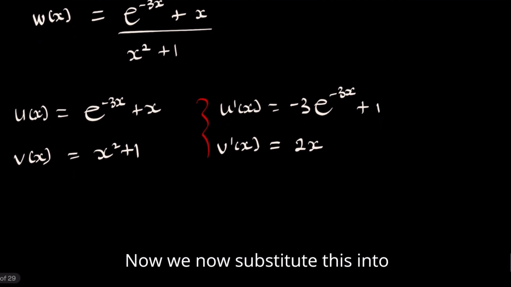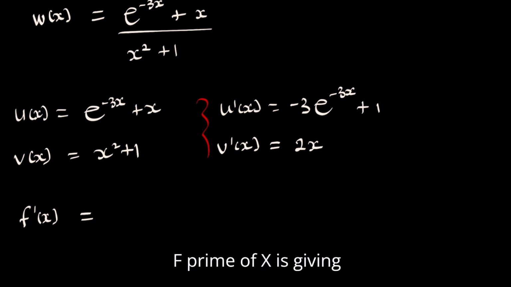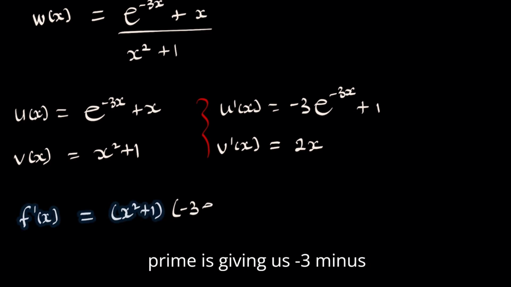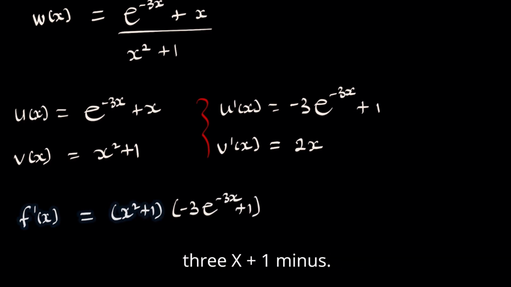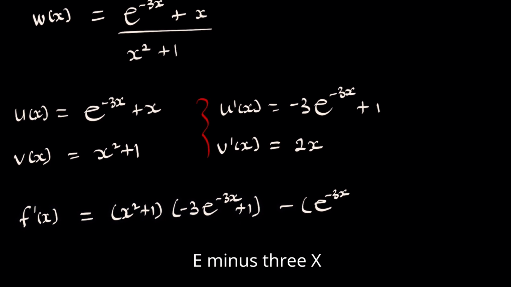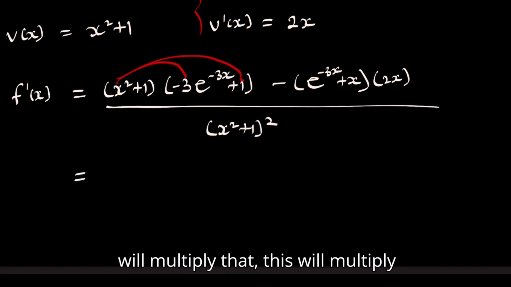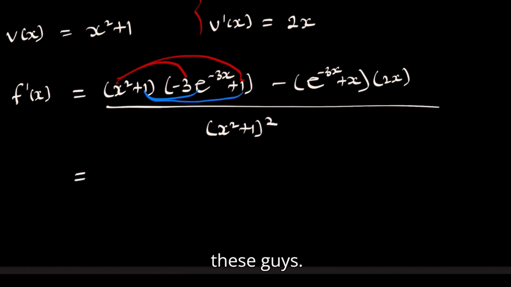Now we substitute it into the quotient rule formula. That's f prime of x giving us v u prime. And what's v? x squared plus 1. And u prime is giving us minus 3e^(-3x) plus 1, minus u v prime. So u is giving us e^(-3x) plus x multiplying 2x. So we are going to expand. So this will multiply that, this will multiply that, and here also 1 will multiply these guys.